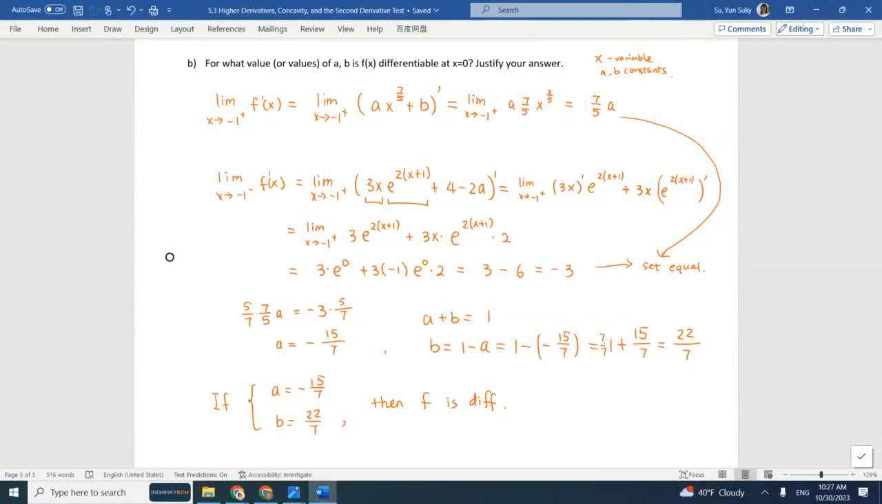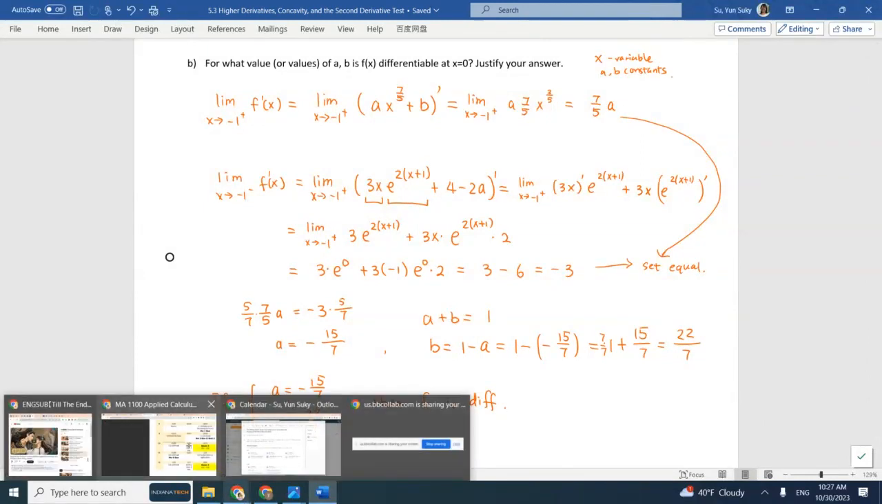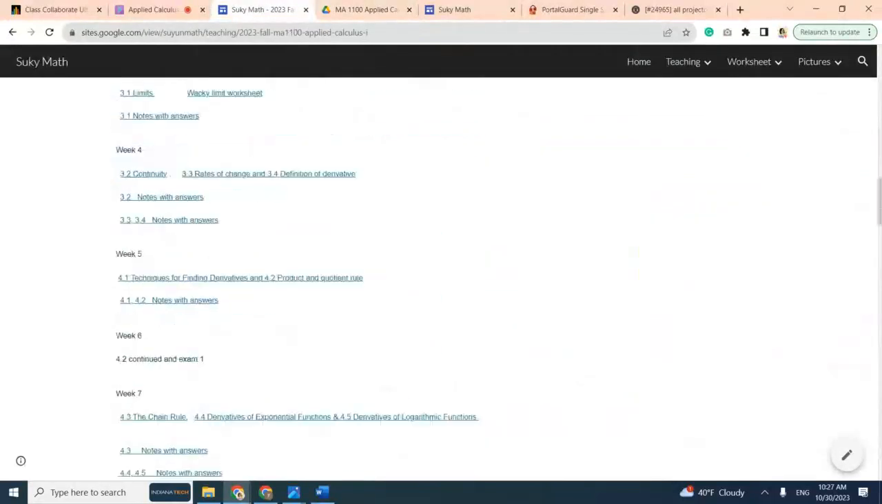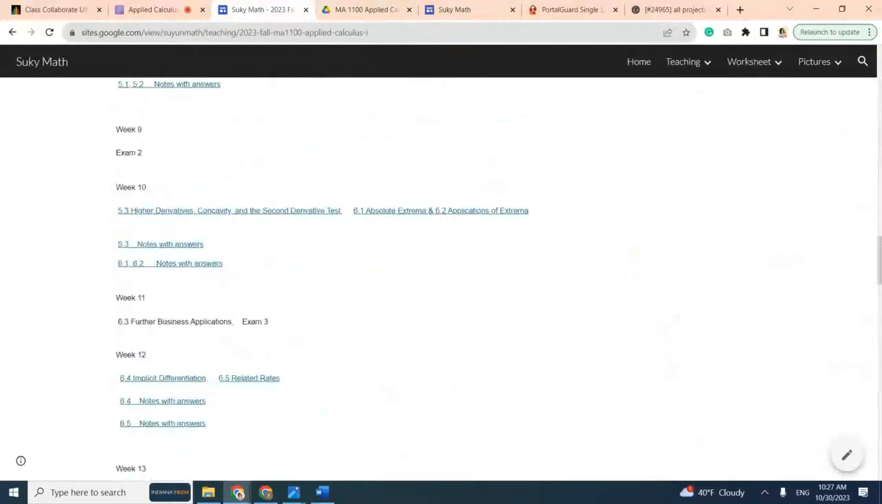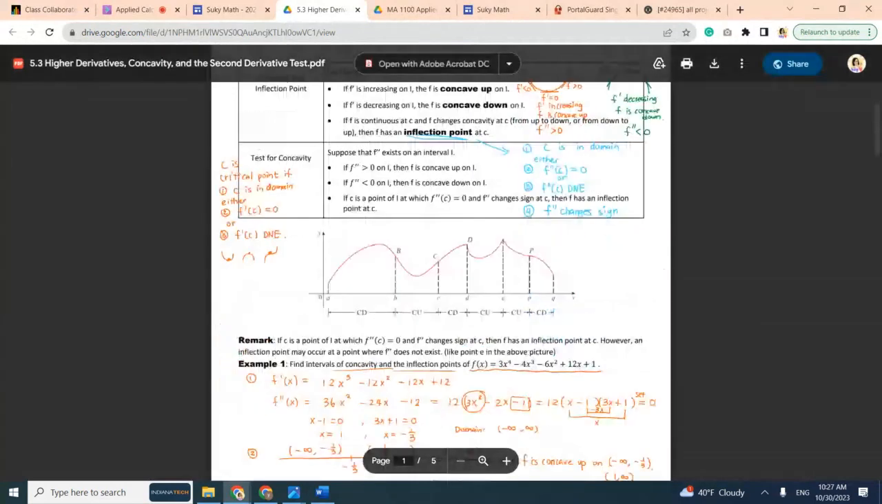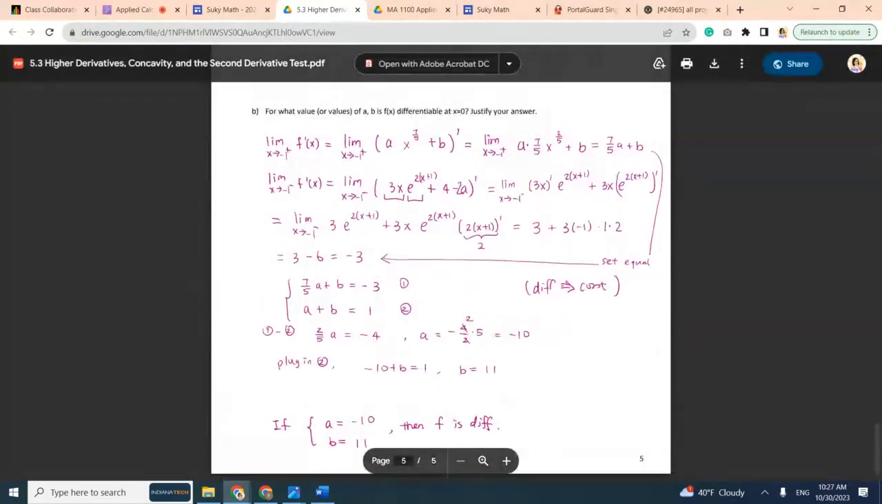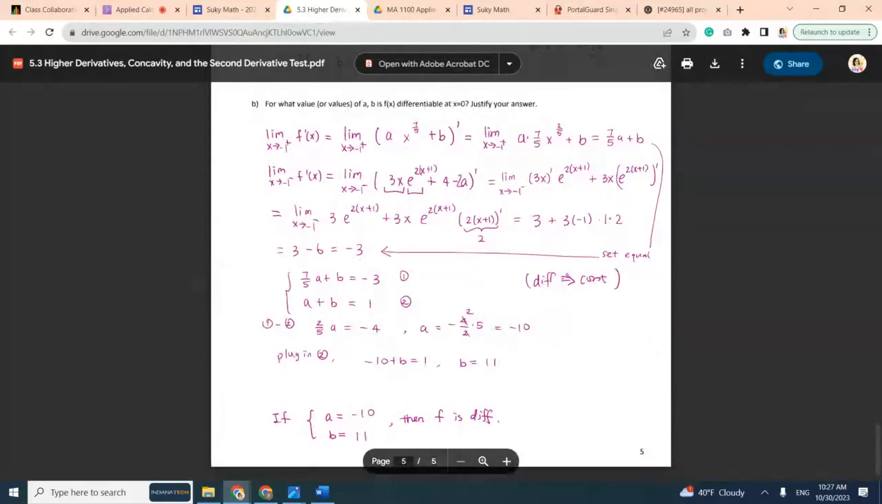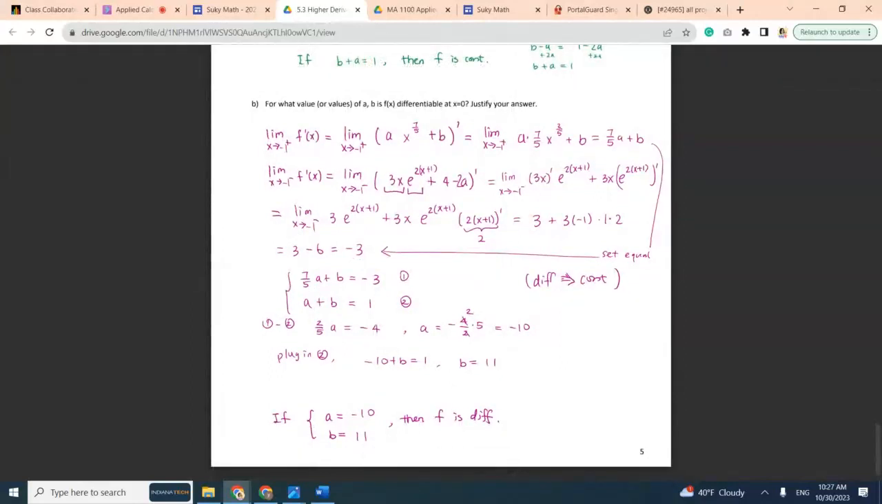I also want to show you the note with answers. So, okay, this is 5.3, the note with answers. And this one, this is when I prepared the notes. Do you see I have mistakes? The derivative of b should be 0. So I had a mistake in the notes with answers.